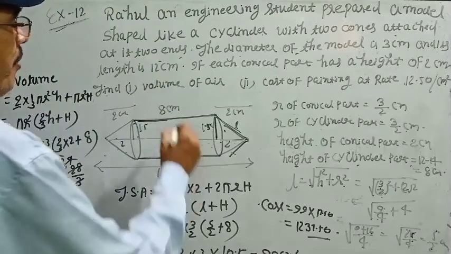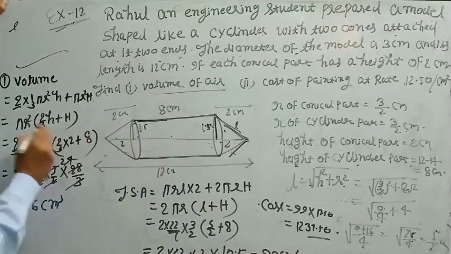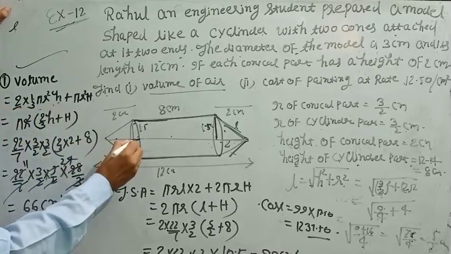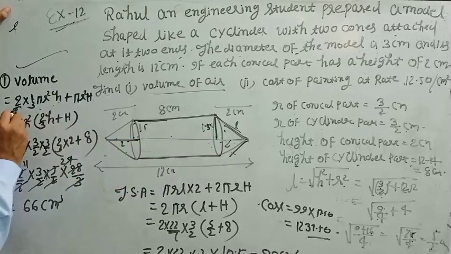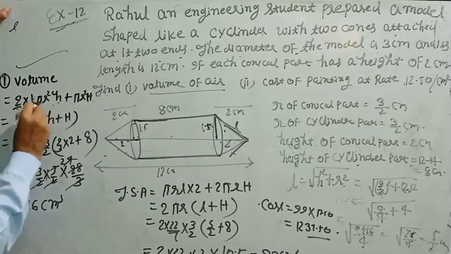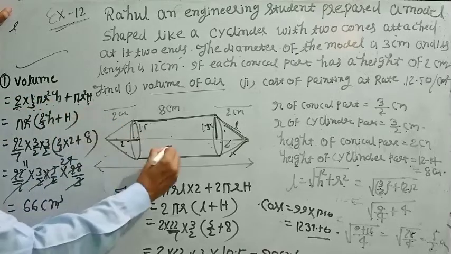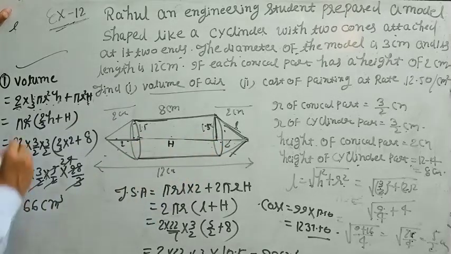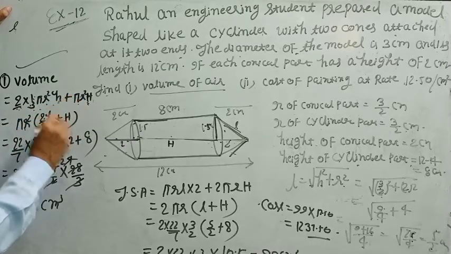After that, you have to find the volume of the air. The volume of this model is 2 by 3 pi r square h, because the volume of a cone is 1 by 3 pi r square h and the number of cones is 2. So we multiply by 2, giving 2 into 1 by 3 pi r square h plus pi r square H, where capital H denotes the height of the cylinder portion. Taking pi r square common, it is pi r square into 2 by 3 h plus capital H.